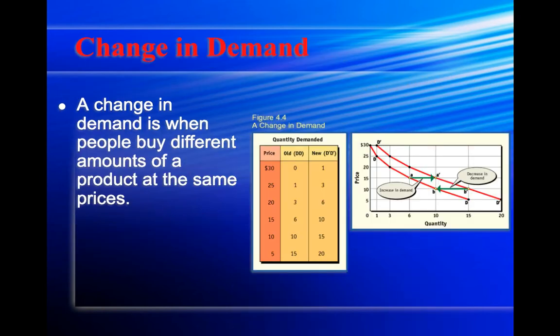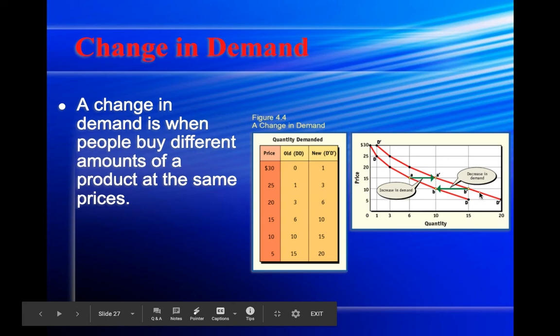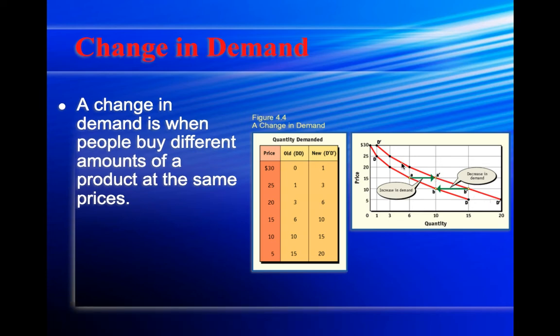These two things cause a change in demand. So a change in demand is when people buy different amounts of product at the same prices. And then there's a graph here that shows you this one actually means the line will shift entirely. So the first one shows change in price that we were talking about, where it moves along the line. Now these things are going to actually make the line shift either left or right. If the line shifts to the left, it's a decrease in demand. If the line shifts to the right, it's an increase in demand.